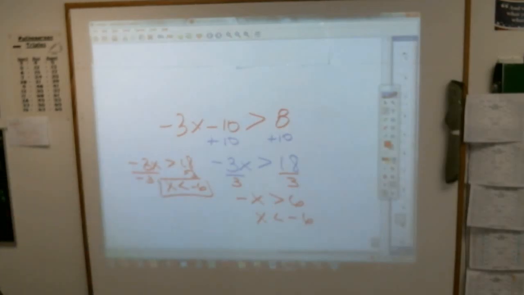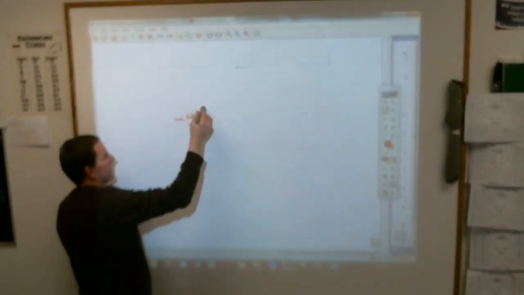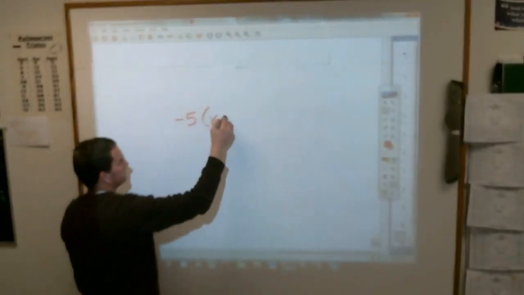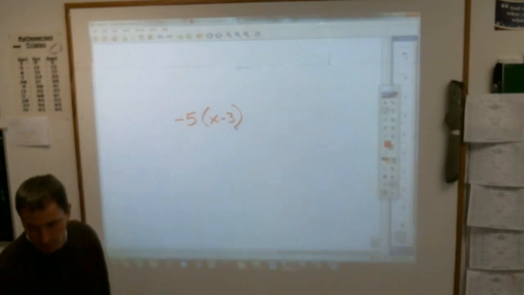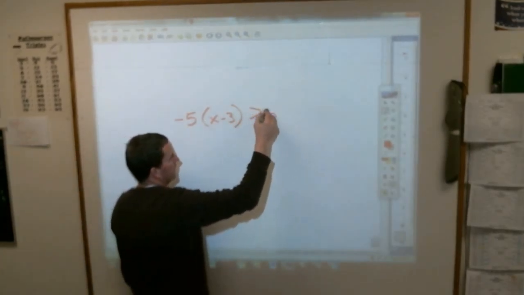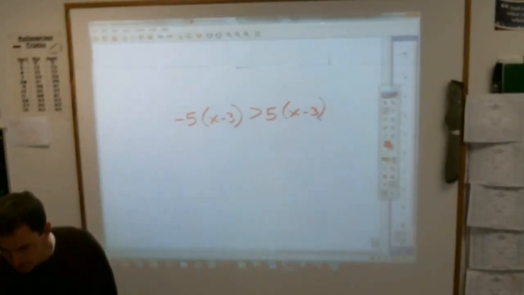I know you want to see another one. Oh, let's get a little more complicated. Negative 5 times x minus 3 is greater than 5 times x minus 3. Is that right? Sure.